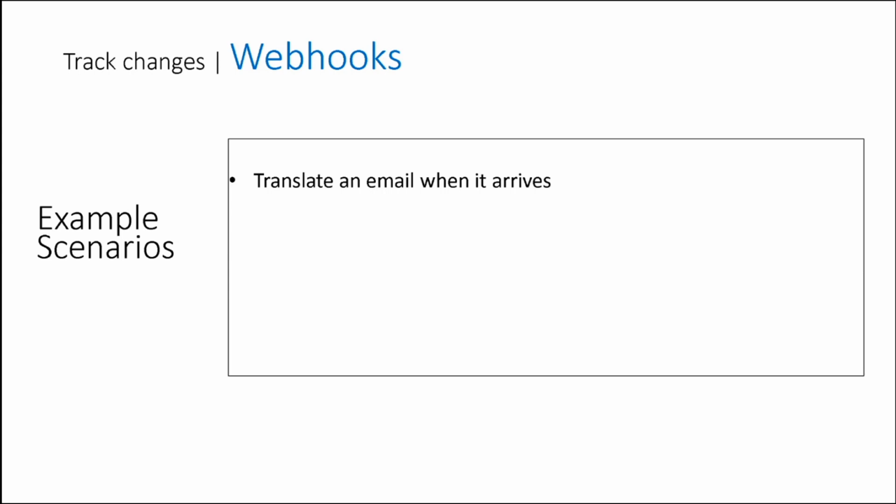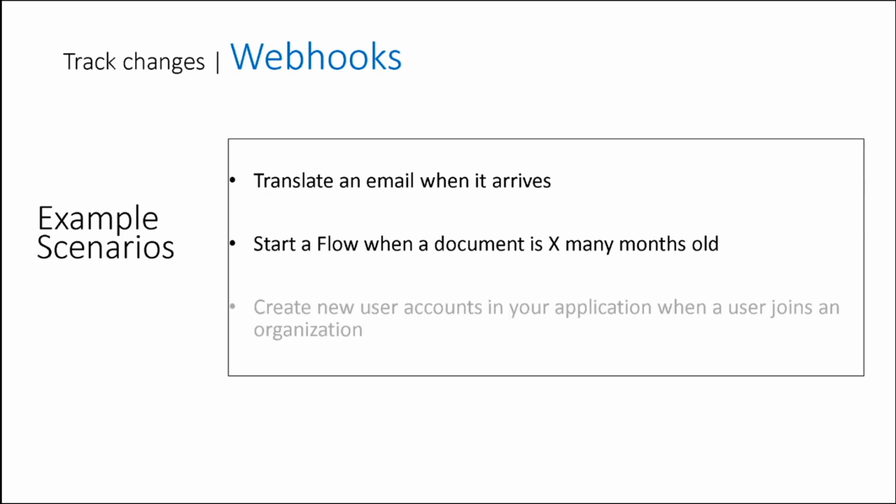Example scenarios are like, hey, we want to take an action when an email arrives in somebody's inbox, or maybe you want to start a flow when somebody has saved a document in OneDrive, or you want to go and create new users in your DB, or provision in your application when a new user has joined your organization. So the moment a new user record is written into Microsoft Graph, your webhook listener would get a notification with the object ID, and then you can make a call to Microsoft Graph and take the necessary details and take an action on it.